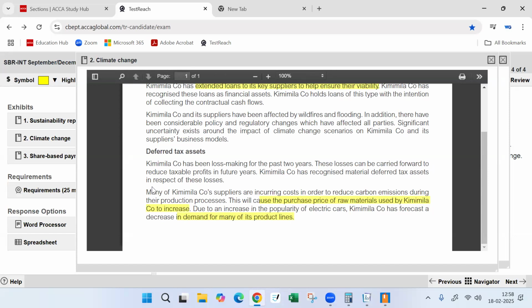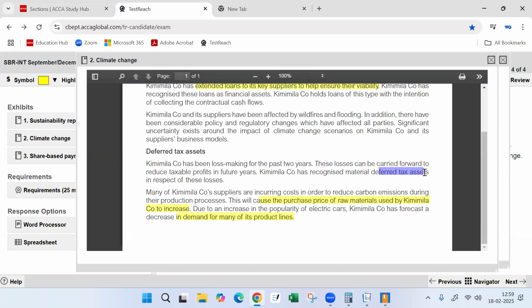So can you say that because of this climate change uncertainty, Kimimila might be profitable in the future? No. So if you're not profitable in the future, would you be able to recognize these deferred tax assets? No. So what should we do? We will be unable to recognize the deferred tax, and hence the deferred tax should be de-recognized.